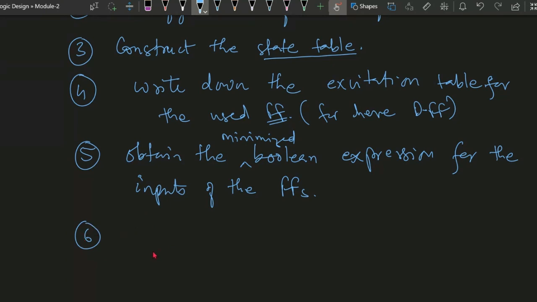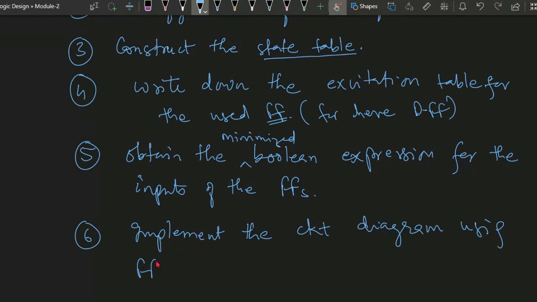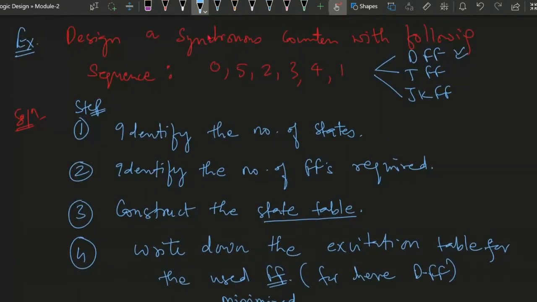The last step is to implement the circuit diagram using flip-flops and logic gates. So finally, we need to implement the circuit diagram by using the flip-flops and the logic gates. So these are the steps, and we will be proceeding one by one.